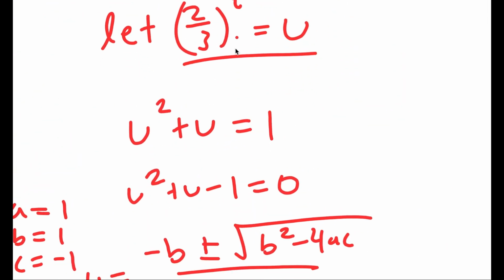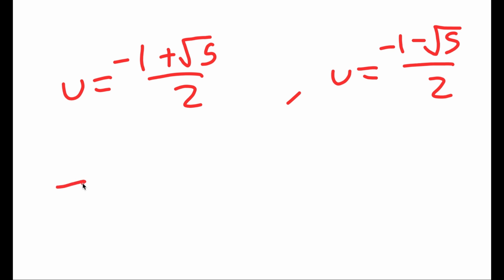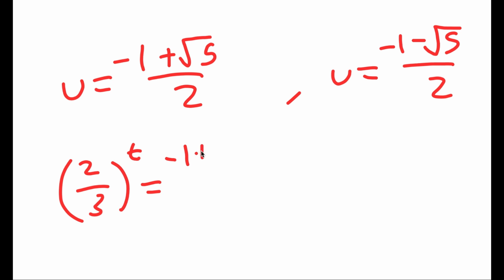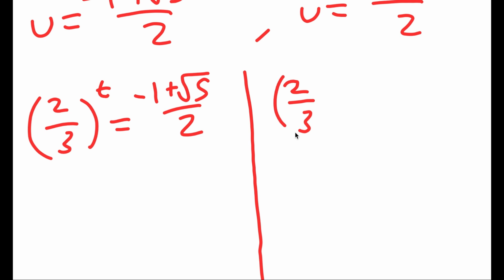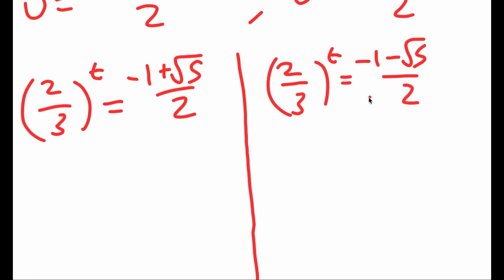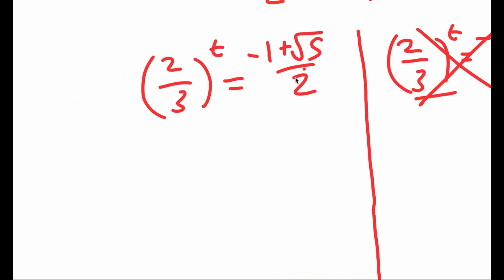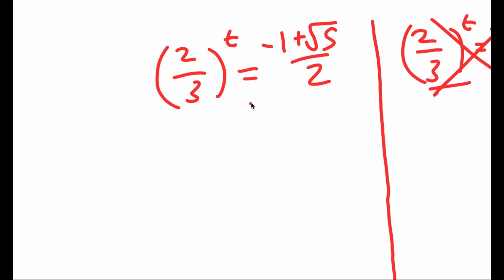So we have that 2 over 3 to the power of t is equal to u, meaning 2 over 3 to the power of t is equal to negative 1 plus the square root of 5 over 2, and 2 over 3 to the power of t is equal to negative 1 minus the square root of 5 over 2. So for our right-hand equation over here, negative 1 minus the square root of 5 over 2, this is less than 0. And we can't take the power of a positive number and make it negative, meaning there's no solution for t over here. So we're just left with our left-hand side equation.